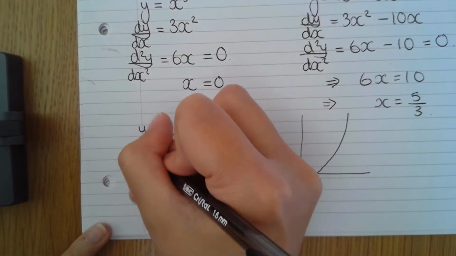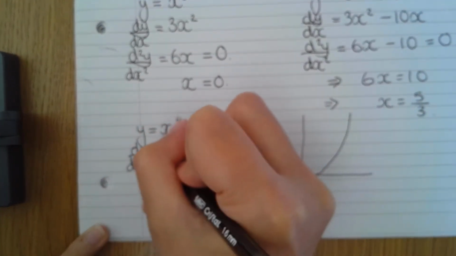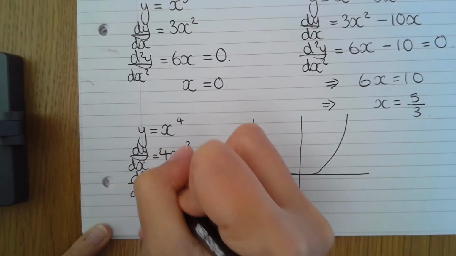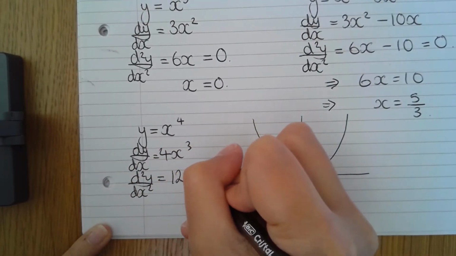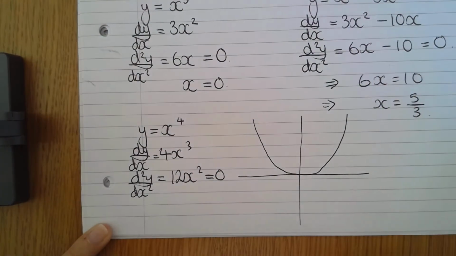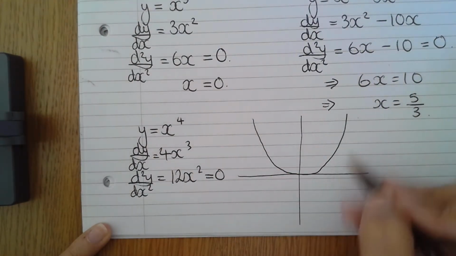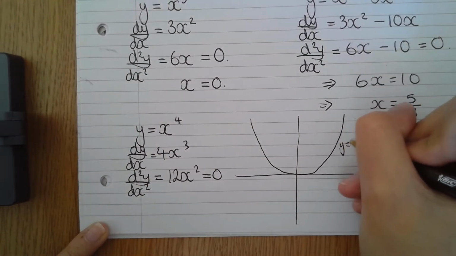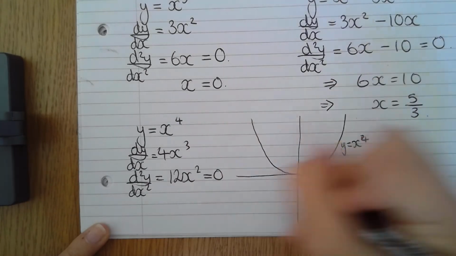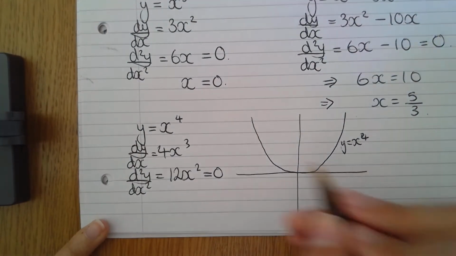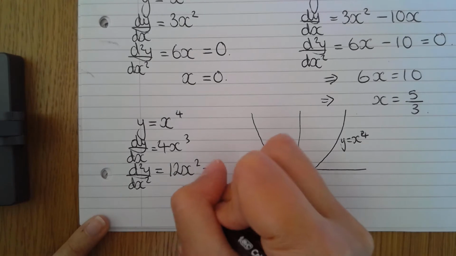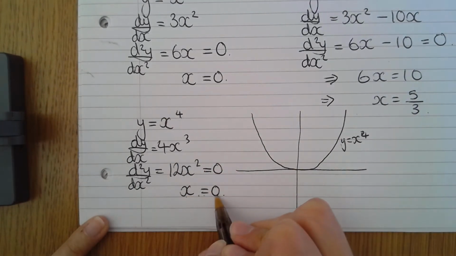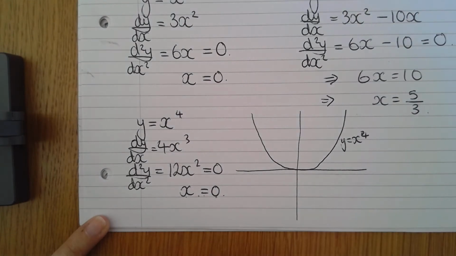Okay, if we were to find our derivative, 4x cubed, and our second derivative, and set it equal to 0, well, here we've only got a convex. X to the power of 4 is only a convex graph, that's it. There's no concave as well, so there shouldn't be any points of inflection. But when we solve it, we get that x equals 0 as a point of inflection.